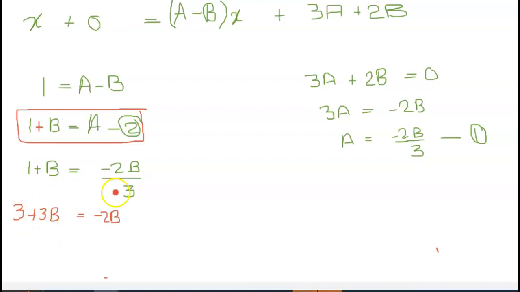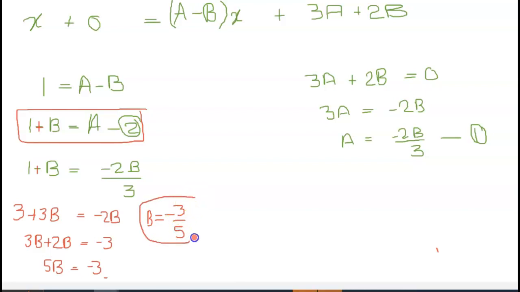Now I move the 3 here and the 2b here. So that's a 3b plus 2b equals minus 3. I move the minus 3 here. That becomes a 5b. 5b is minus 3. So then b is minus 3 over 5. I just got the answer for b.